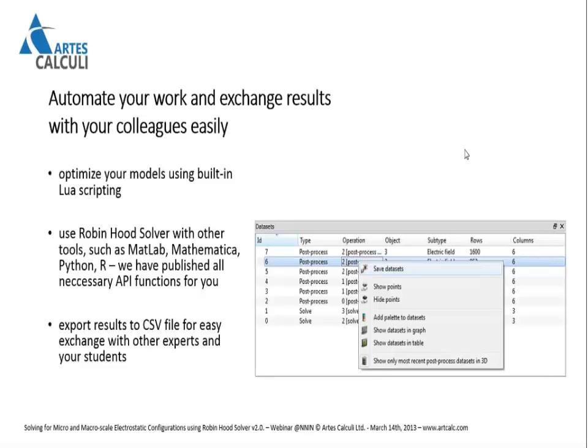All the results can be exported easily to CSV or TXT files, and you can then exchange these results with your colleagues, other experts, or in the case of classroom editions, with your students. You can also use other tools. For example, if you are using something as simple as Microsoft Excel to analyze the results, you can simply import these CSV files into Excel and then run your analysis there. It is also possible to pass these CSV files through your own scripts and so on.